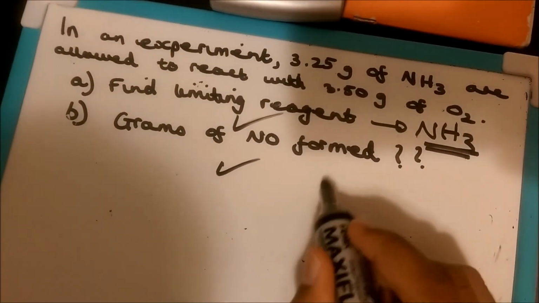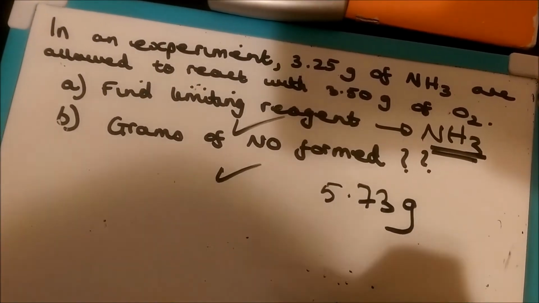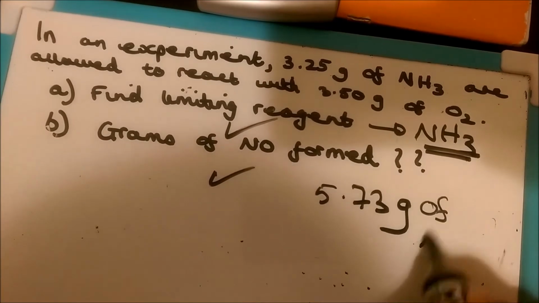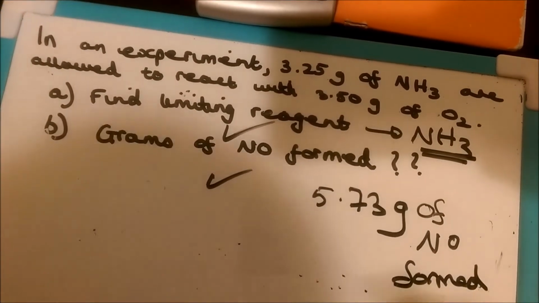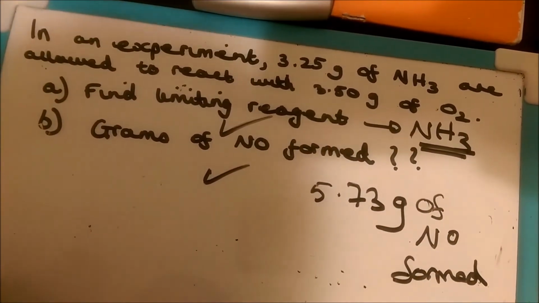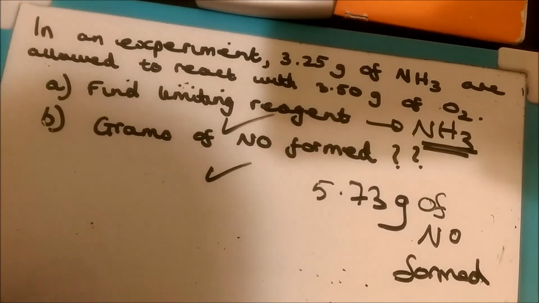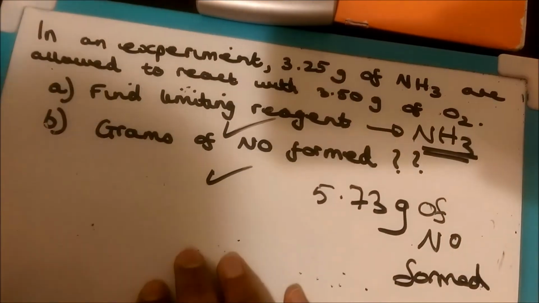So we're done with that. 5.73 grams of NO formed. So really, just follow my steps and it'll be extremely easy for you to find the limiting reagent and to find the number of grams of whichever compound you need within that chemical equation.